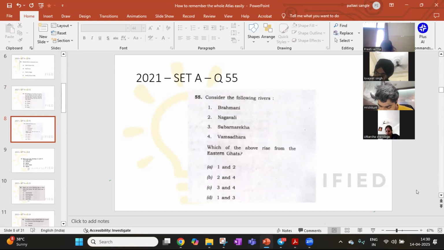Now come to the central part. Narmada you can trace, a westward flowing river. This was also a PYQ, but it was related to Rift Valley.